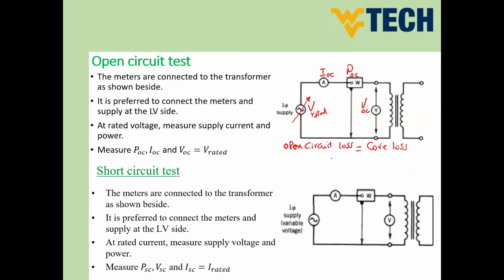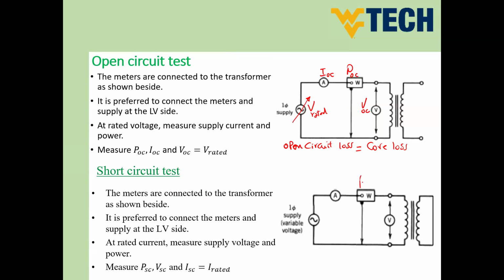For the short circuit test, since we mentioned, guys, the short circuit current is high, so we shouldn't apply the rated volt. We should just have the rated current. So this is the procedure here, how to make this test. So the meters are connected to the transformer as shown here.